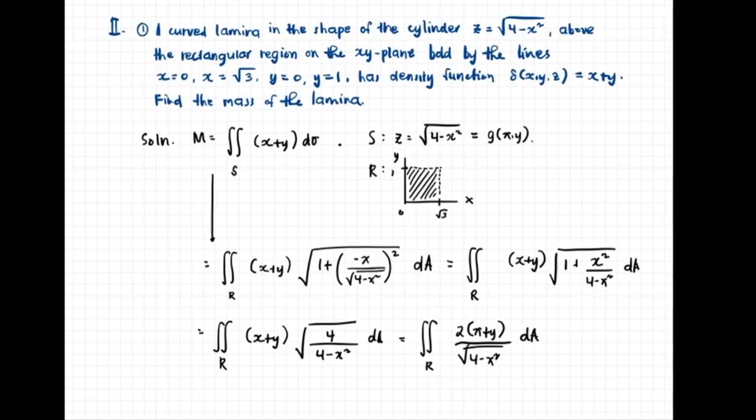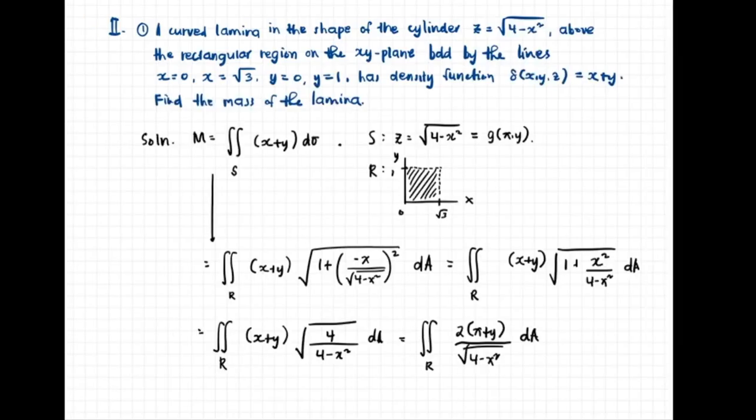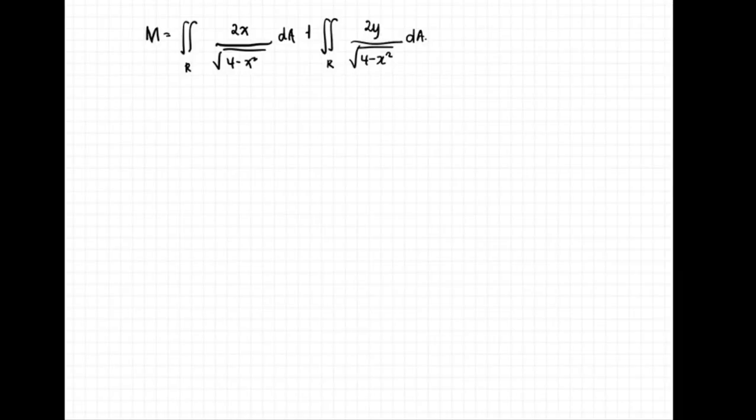So to continue, the mass m is equal to the double integral over R of 2x divided by the square root of 4 minus x squared dA plus the double integral over R of 2y divided by the square root of 4 minus x squared dA, where R here is a rectangular region. So you could integrate first with respect to x or with respect to y. It doesn't matter, in fact, since the region is rectangular. So I'll use the order dy dx.